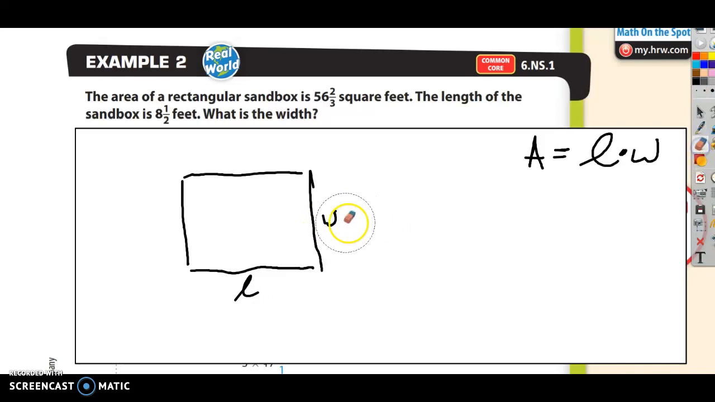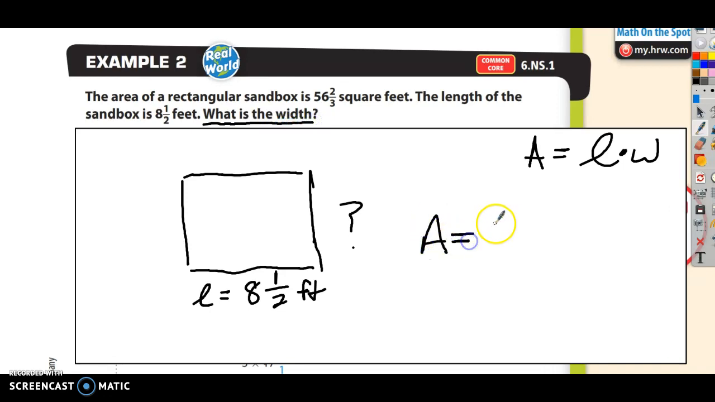But what if I don't know the length and the width? What if I knew the length was 8.5? So I'm putting L equals 8.5. And that's in feet, so I'll put FT for feet. And I don't know the width. And if you're wondering how come you don't know the width, it says right here, what is the width? But what we do know is the area. The area is 56 2/3 square feet. So we know the length, we don't know the width, and we do know the area.